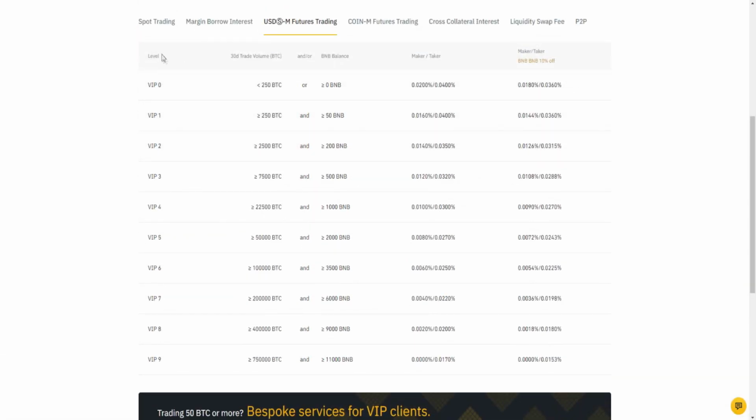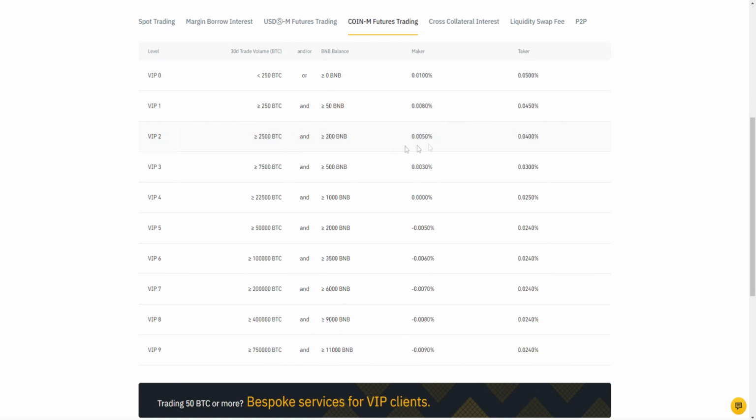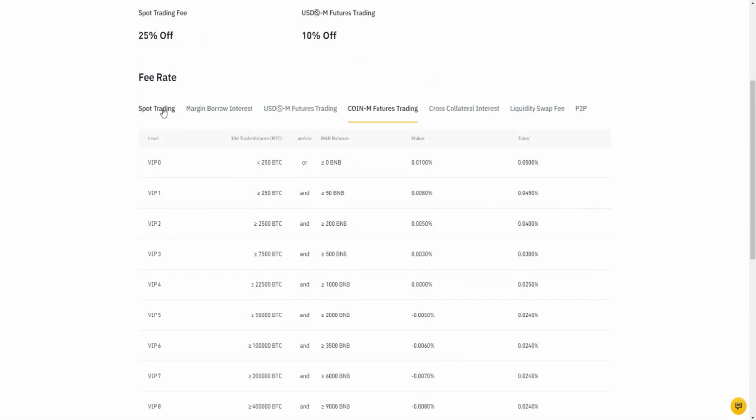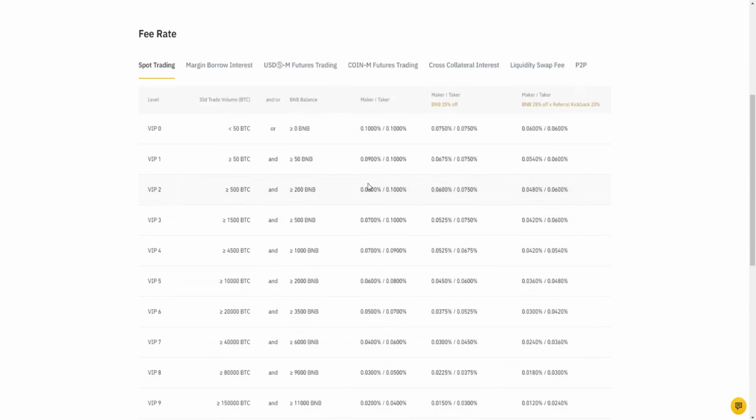It's also very similar in regards to how you get into different VIP tiers: VIP 0, VIP 1, VIP 2, etc. Now if we go over here to coin futures trading, it's very similar. As you can see, maker and taker, these are all the trading fees. You get different fees for the different trading protocols you use inside of Binance, because Binance is a pretty big exchange. There are multiple different cryptocurrencies and multiple different trades you can do. Futures trading itself is very different in comparison to spot trading, obviously. So that's something to keep in mind.